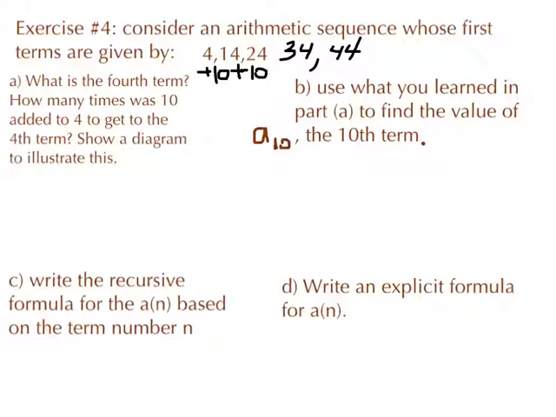What is the fourth term? How many times was 10 added to 4 to get to the fourth term? Show a diagram to illustrate this. Well, we figured out that the fourth term was 34. And how many times did I have to add to get to the fourth term? I had to add it 3 times.